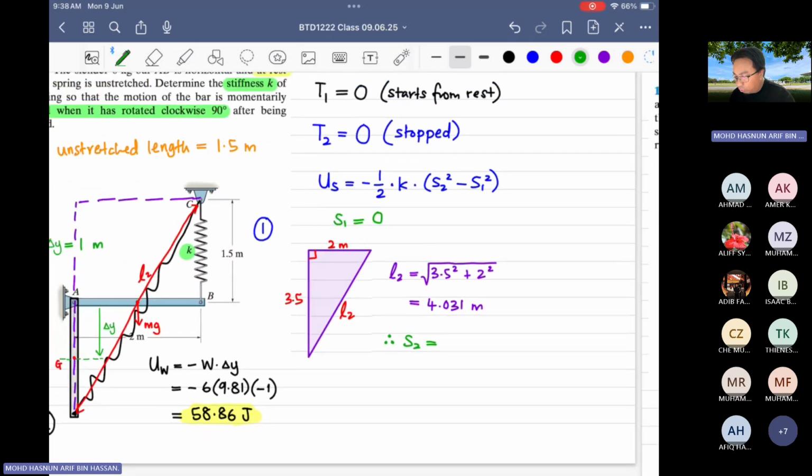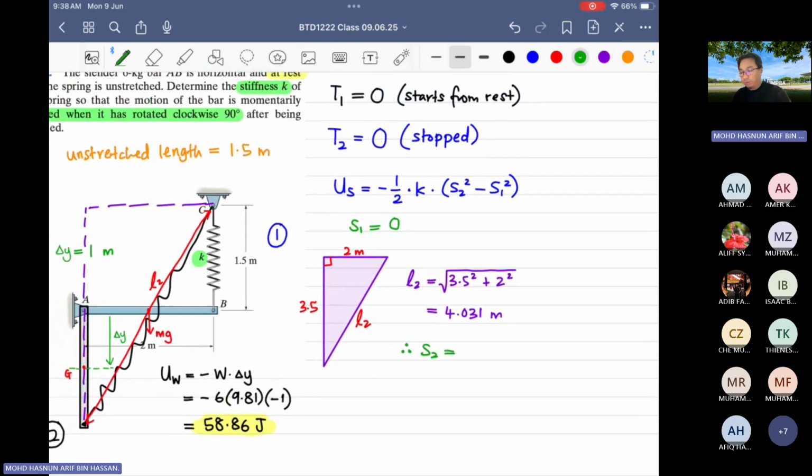Okay. So therefore, S2 is L2 minus the unstretched length. We know the unstretched length is 1.5 meter. So S2 is 4.031 minus 1.5. We'll get 2.531 meter. That is S2. Okay, S1 equals 0.